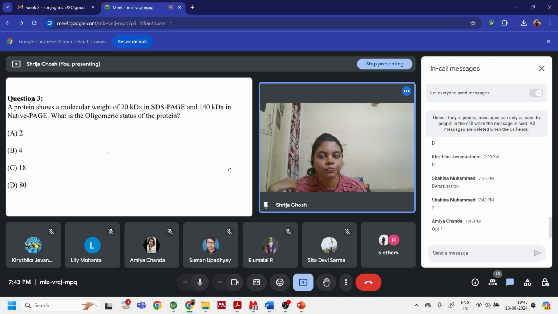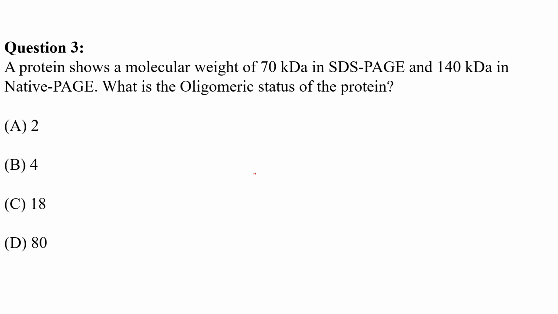Yeah, we have answered. Shahina says 2. Ami also says option 1. Yes, so the oligomeric status of the protein is 2. That is the correct answer. How do we find that out? Let's see. So if you do not know any formula or anything, then also by logic you can see.